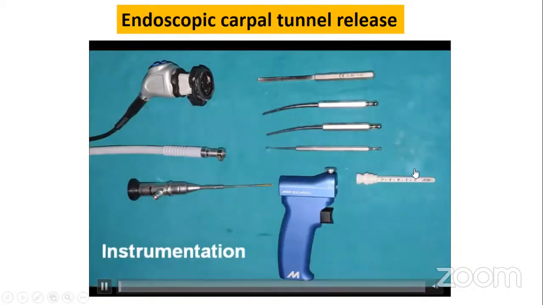These are the instruments. This is the blade. This is the scope here, and this is the camera. This is the handle for the scope, and the blade itself. This is the assembly which happens. There's a light source here. We have a synovial dissector here. These are all dilators here actually. That is the assembly.